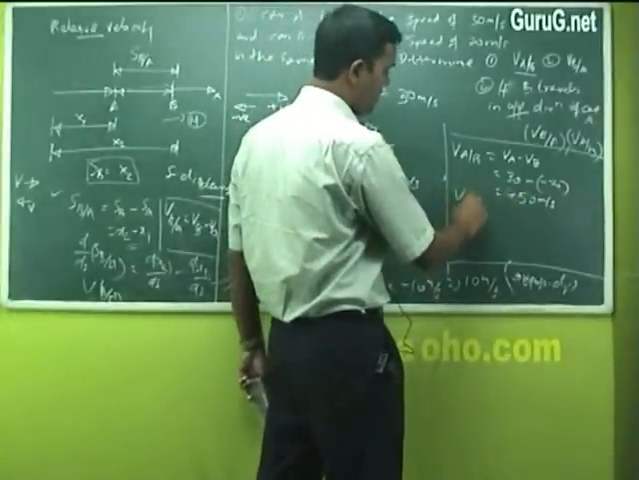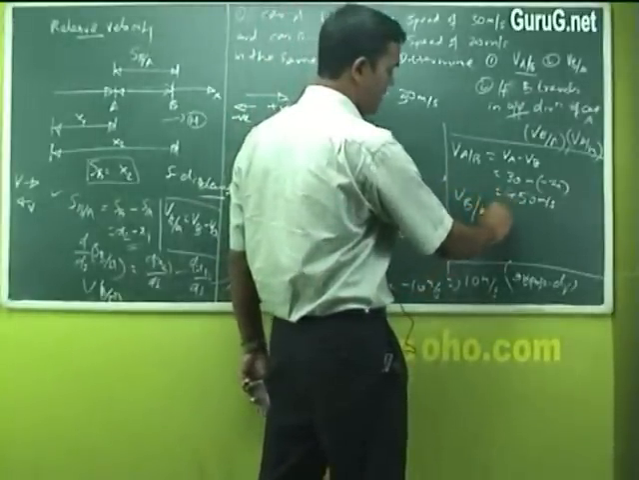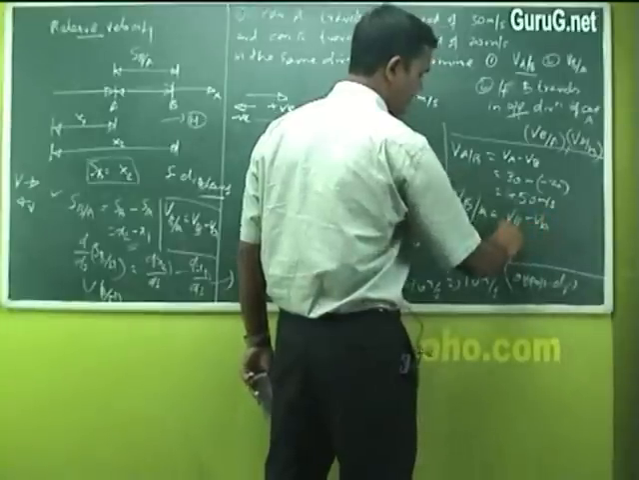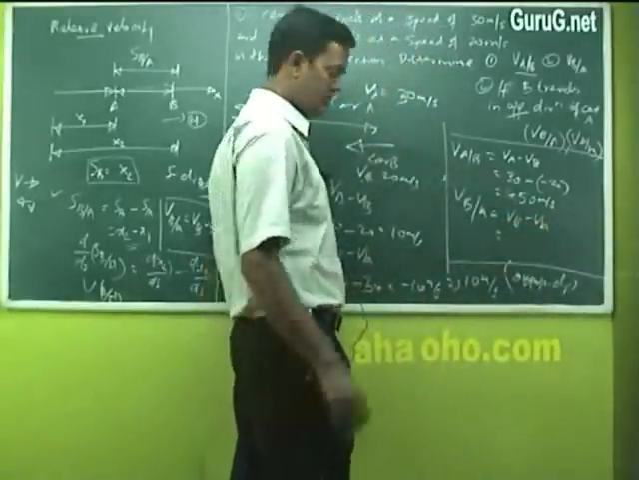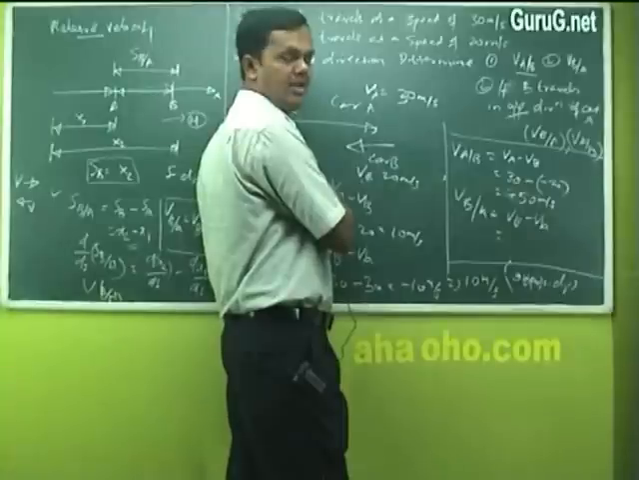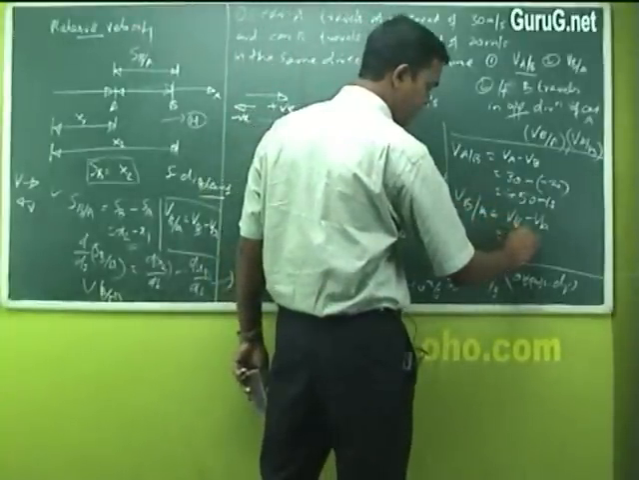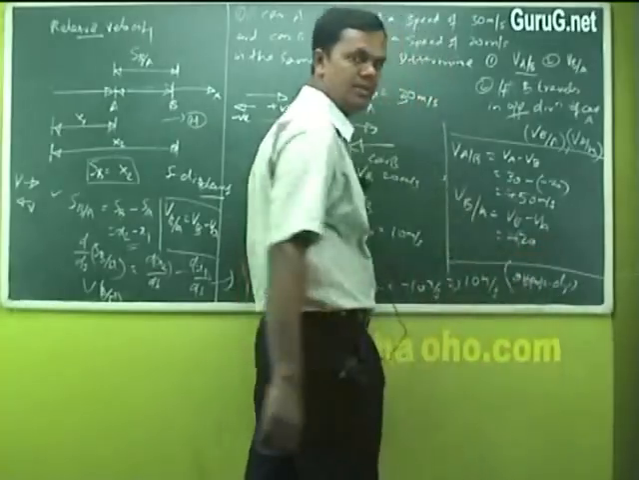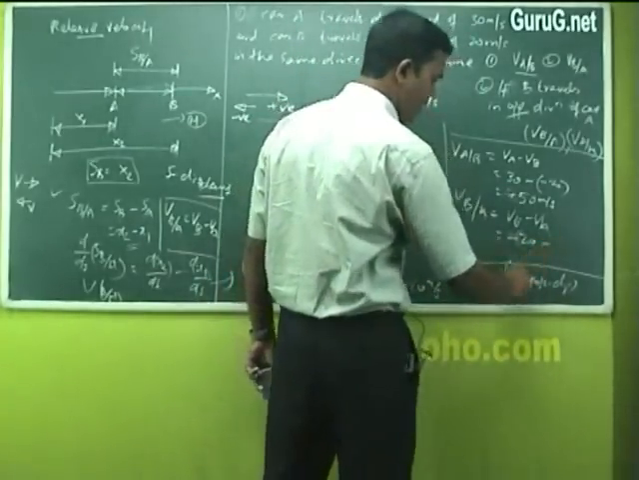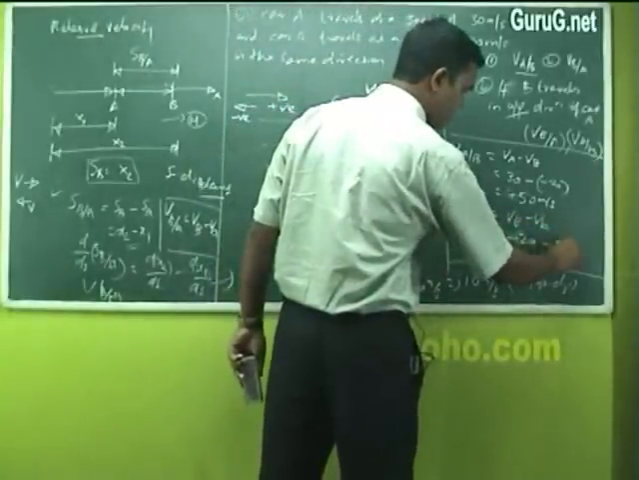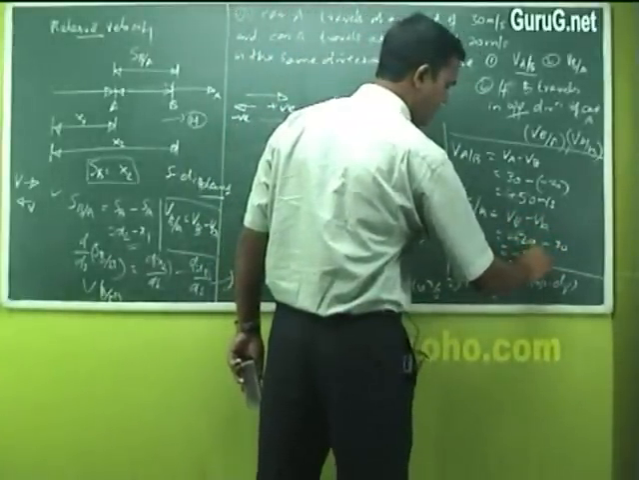Now, velocity of car B related to car A. Again the formula is VB minus VA. What is VB value here? VB itself is 20 meter per second, but moving in the negative direction. So you should take minus 20. Is it not? Minus 20, and minus VA. What is VA here? VA is 30, as such. We will get minus 50 meter per second.